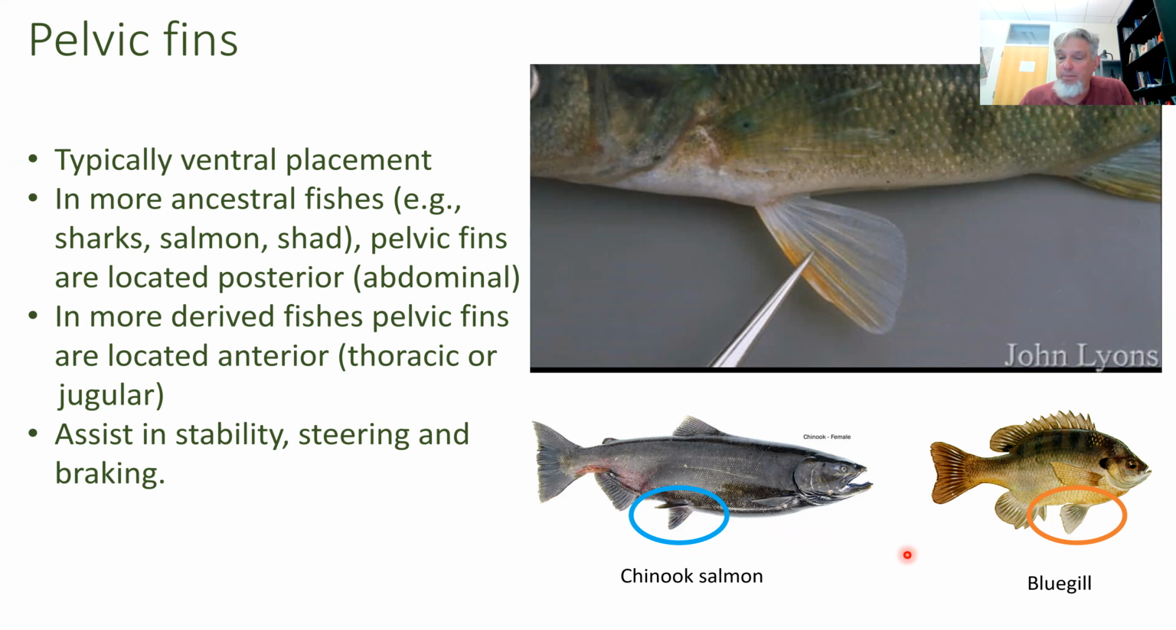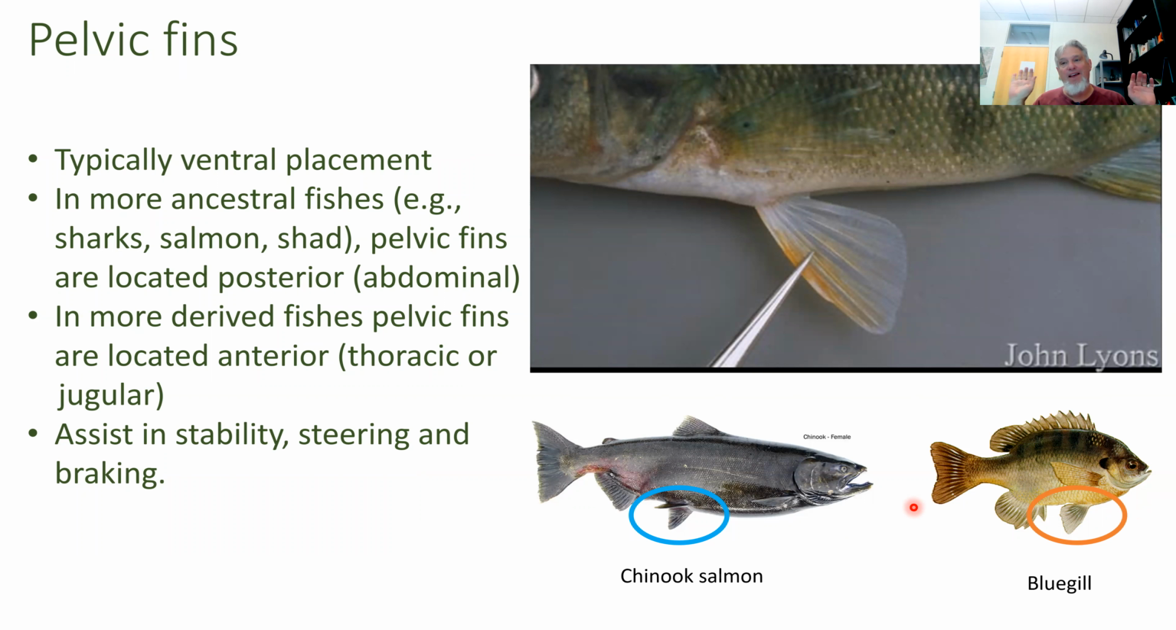Fishes that have them moved up a little farther to the front, it's called thoracic placement. And when fishes have a pelvic fin that's even anterior to the pectoral fin, like right up here by the opercula, that's called jugular placement. And typically those fins support the pectoral fins and the other fins in terms of steering and stability, and also braking. So together, these paired fins provide steering capabilities.